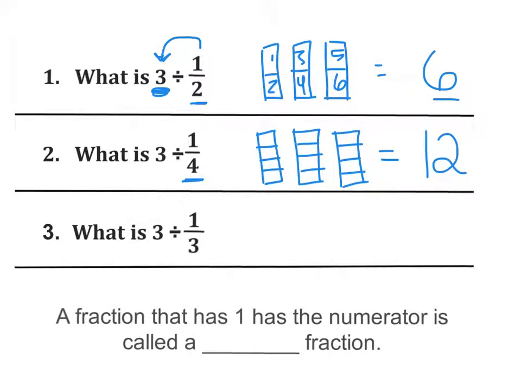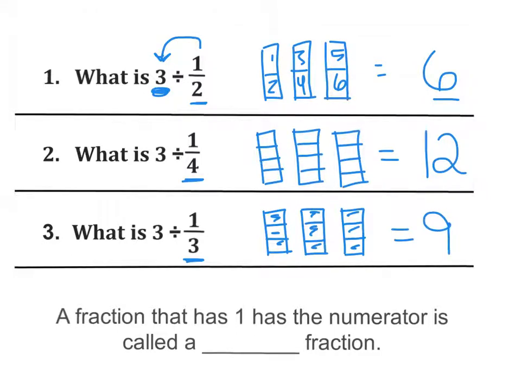And number 3, what is 3 divided by 1/3? So that means how many thirds can we get out of 3? Okay, my dividend is still 3, so I'm going to start with 3 rectangles. I'm going to split those each into thirds, and then I can count to see there's 1, 2, 3, 4, 5, 6, 7, 8, 9.